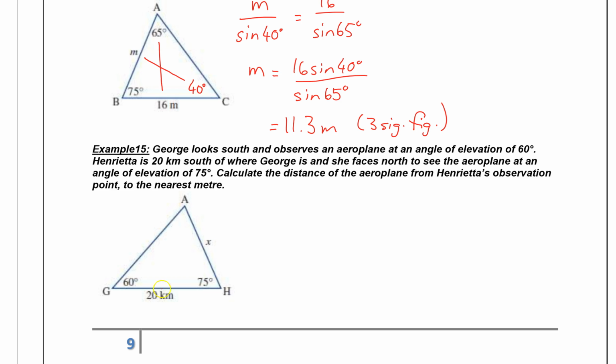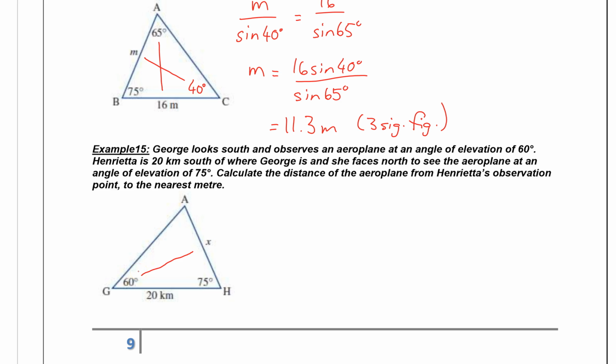So these people are 20 kilometers apart. I have some angles here. And I want to know, my diagram helps out here, how long this side is. I want to know how far Henrietta is from the plane. Now, I kind of have this pair here going on. I want to find that side.